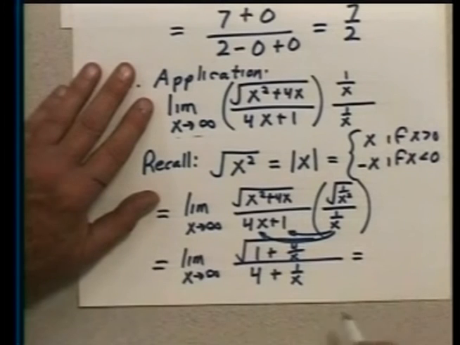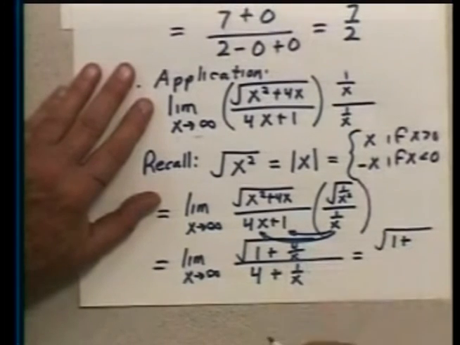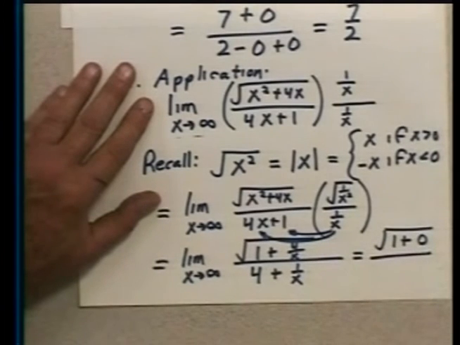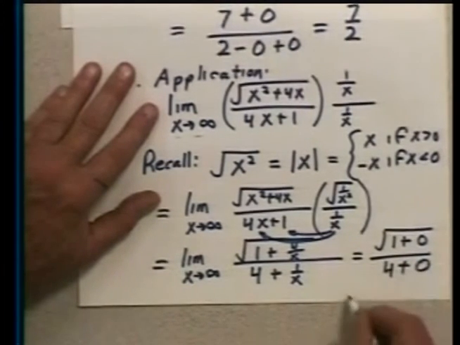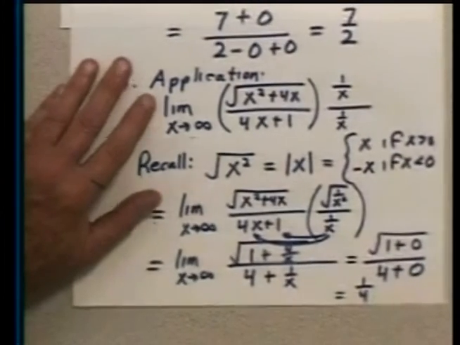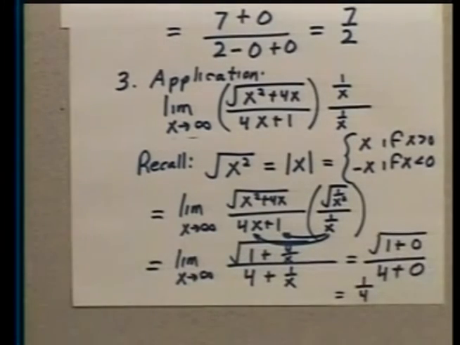And again, using properties, remember you can put the limit under the radical if you want. And what's the limit of 1? So you have the square root of 1 plus, and then the limit of 4 over x. 0, our new theorem. And what do you get on the bottom? 4 plus 0. And what's the final answer? If you remember that the square root of 1 is 1, right? So what does that mean? It means if I were willing to draw the graph of this particular function, it should have a horizontal asymptote of 1/4 on the right.